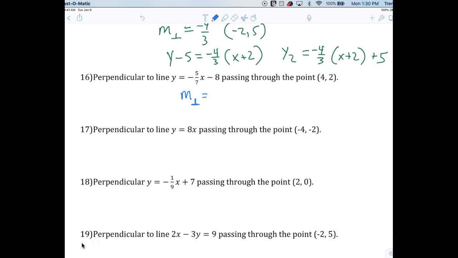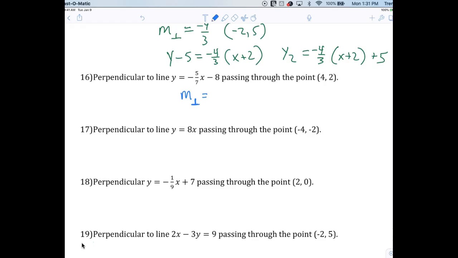Don't embarrass me. -5/7. If I said parallel, you would be correct. I did not say parallel. I said perpendicular. -8? No, that's the y-intercept. 7/5. Yes, because you look back at your notes and it said slopes of perpendicular lines are negative reciprocals. That's what everybody should have done.